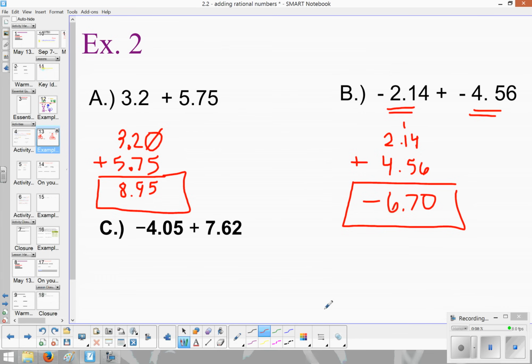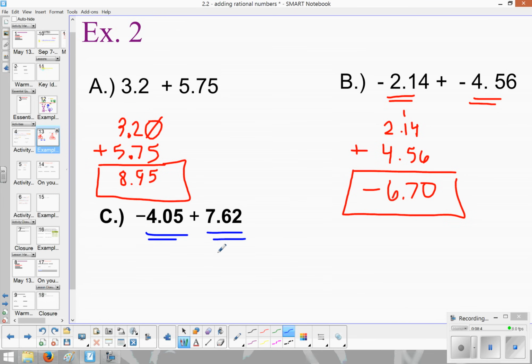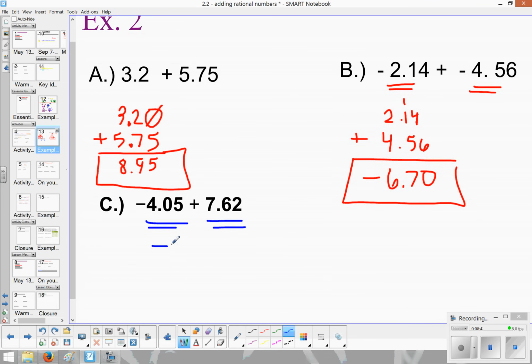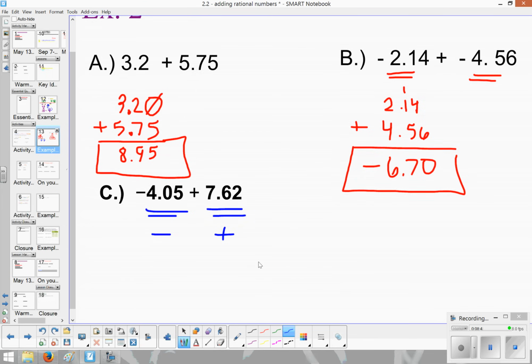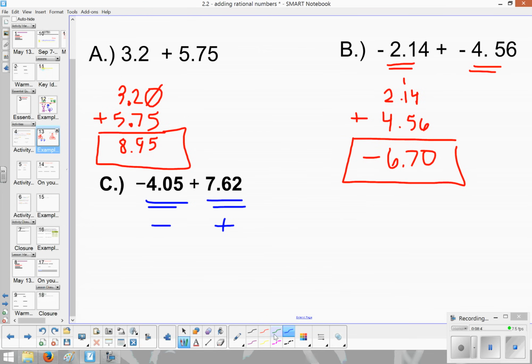Now, when you get to C, it's a little bit different because in C, if you notice, the signs are different. These were the same. These were the same. This is different now. One's a negative and one's a positive. So what we're going to have to do here is we're not going to just add them. If the signs are different, even though it says to add, we need to subtract. So remember, very important you know your integer rules. If you don't, please review them.